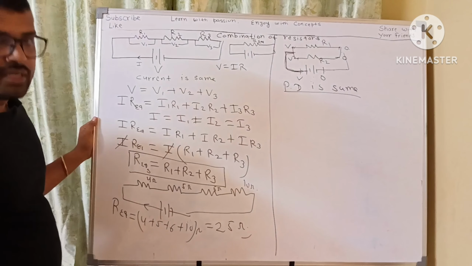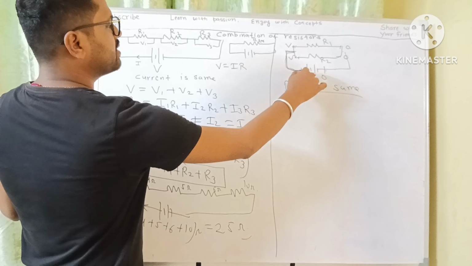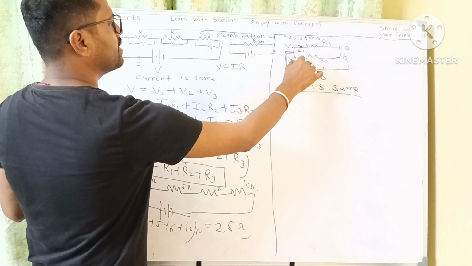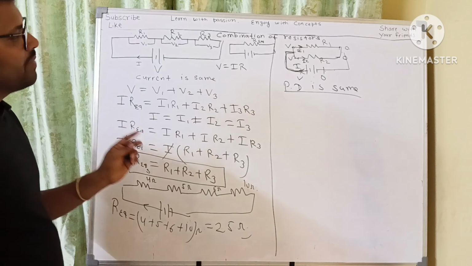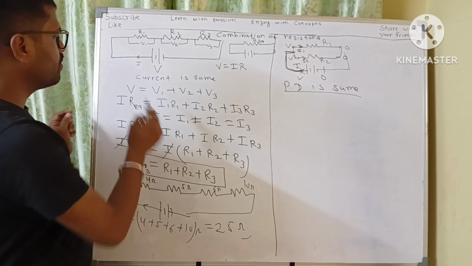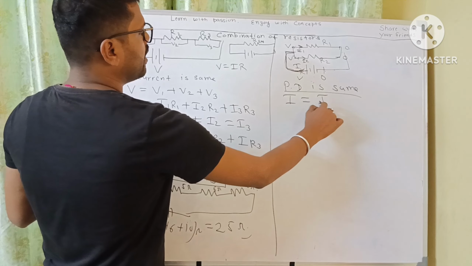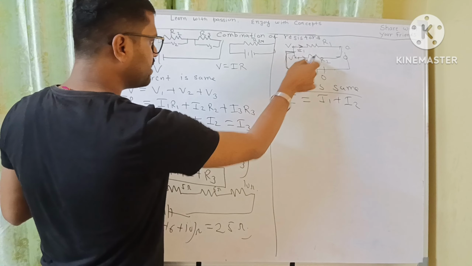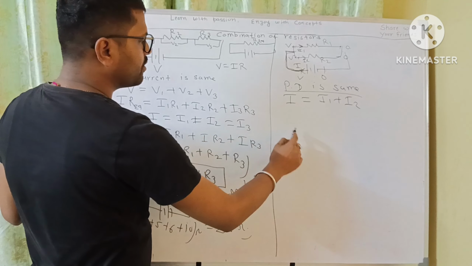How to derive that expression? We can say that if current is coming out, here let's say I1 and here let's say I2. In this case, current is distributing but potential difference is same. So how do we start? We write current equals I1 plus I2. Whatever current is coming out from the battery, that only is getting distributed and coming back to the battery. So I equals I1 plus I2.